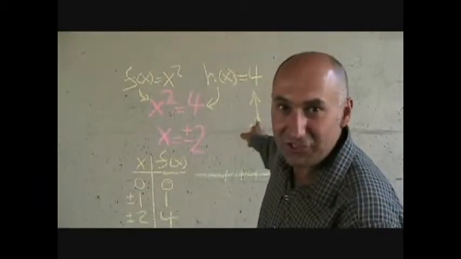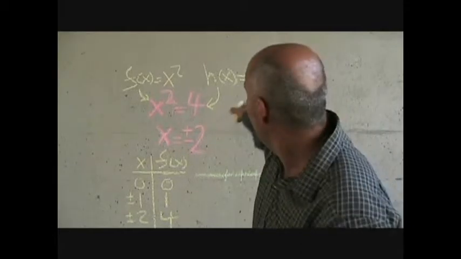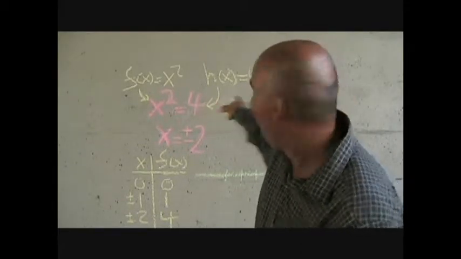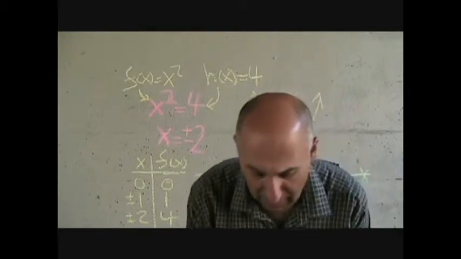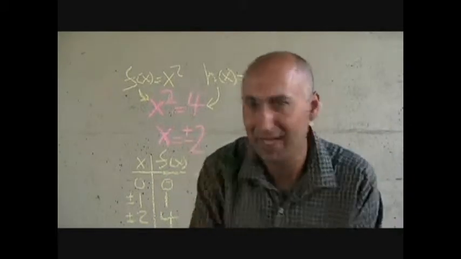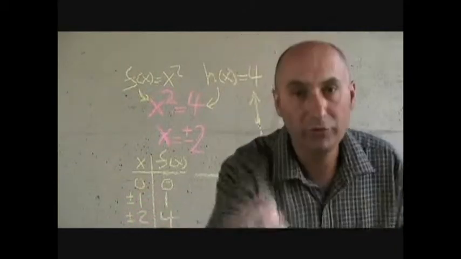Now h of x is just a line. All that means is y is 4 everywhere. Okay. Now some people have a hard time with this. The way they do it, I'm going to do this in green. Should I do it in green? Let's do it in pink. We're going to do this in pink.